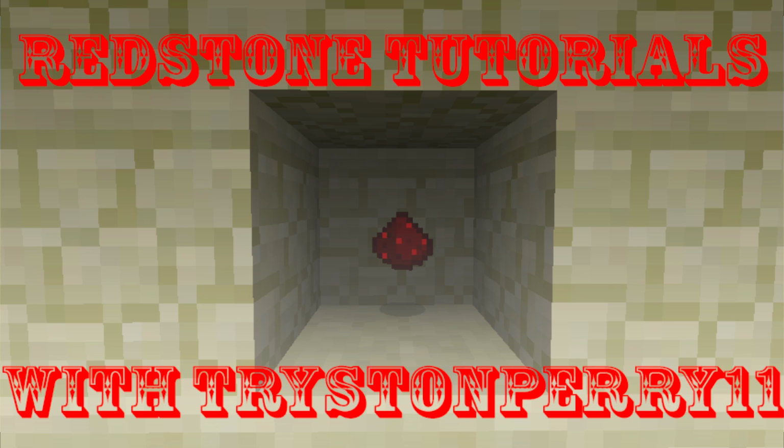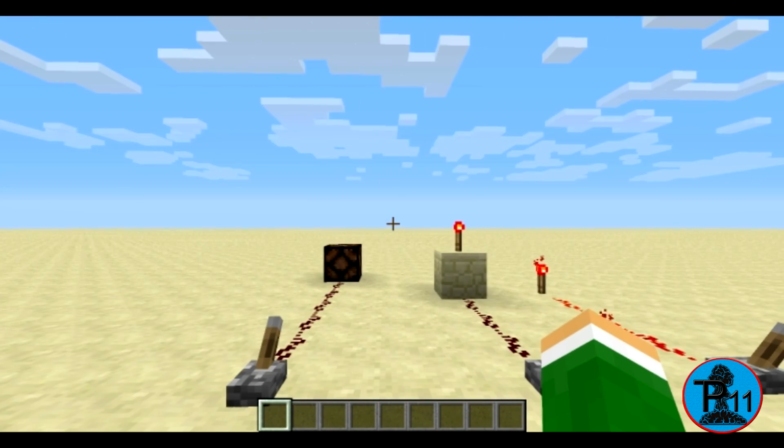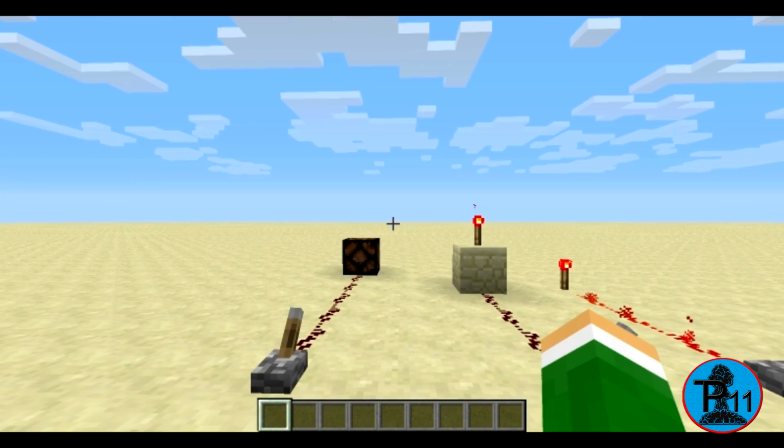Today we are going to be going over some redstone basics. This is going to be a series I'm actually starting here on my channel, pretty much just introducing the basics of redstone. This is inspired by Seth Bling's redstone tutorials with a Mojangster.